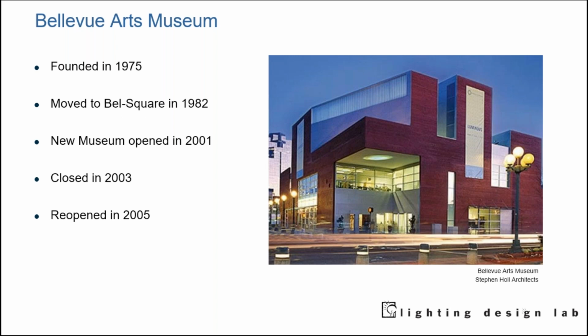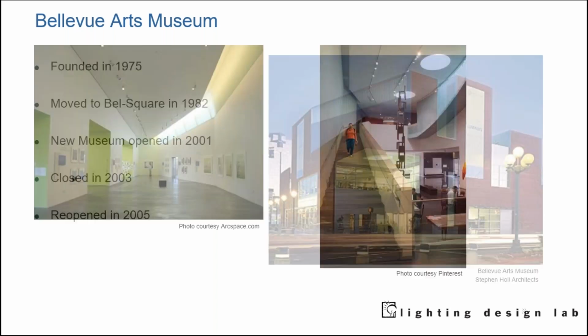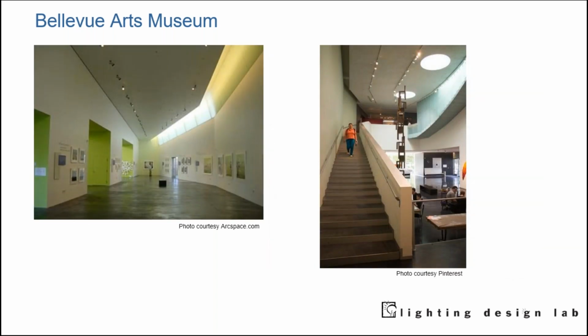In 1982, they moved into the third floor of Bellevue Square, giving them better visibility and accessibility to the public, as well as a great diversion from shopping. The museum thrived in that location for many years, but it got to be so big they needed to expand. So around 2001, they opened a new museum right across the street from Bellevue Square, in a building that was designed by the architect Steven Holl. Great building, great bones to it.